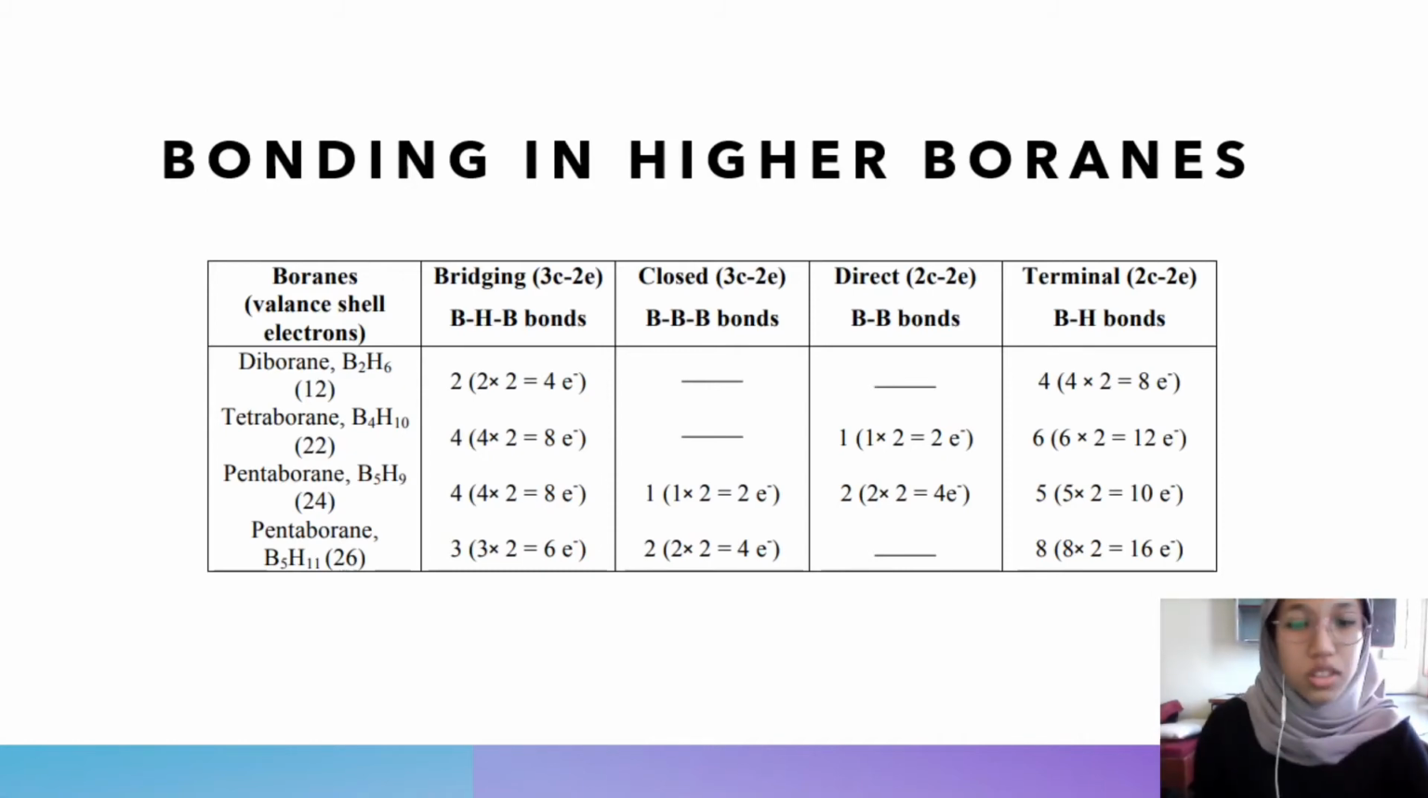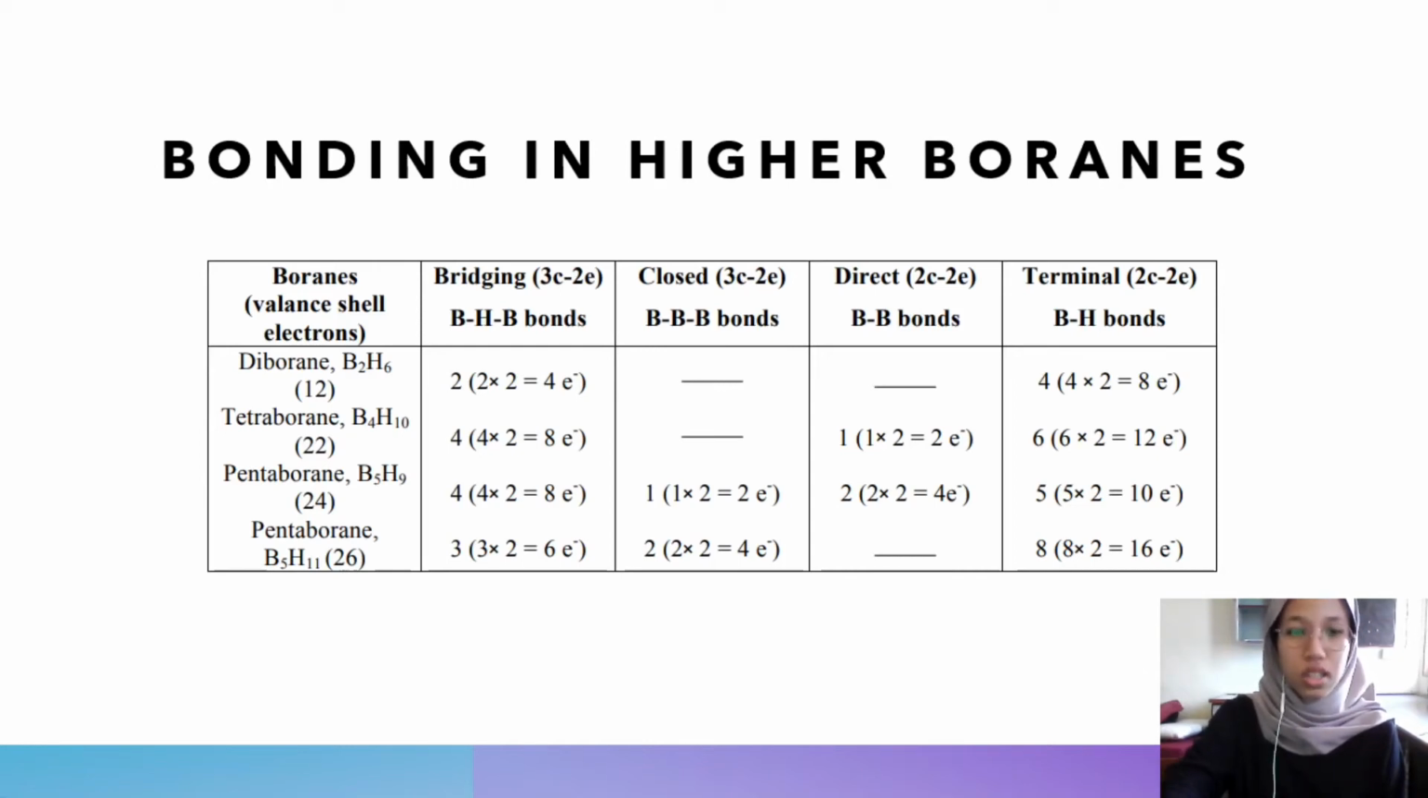So in diborane just now, there are 2 BHB bonds that form bridges at the lower and upper part of the structure. So 2 times 2, that gives us 4 electrons, and also in diborane there are 2 BH2 groups on the left side and on the right side. Each BH2 group has 2 BH bonds. So in total there are 4 BH bonds in diborane. So 4 times 2 equals 8. So we sum up the total electrons and that gives us 12 valence shell electrons in diborane.